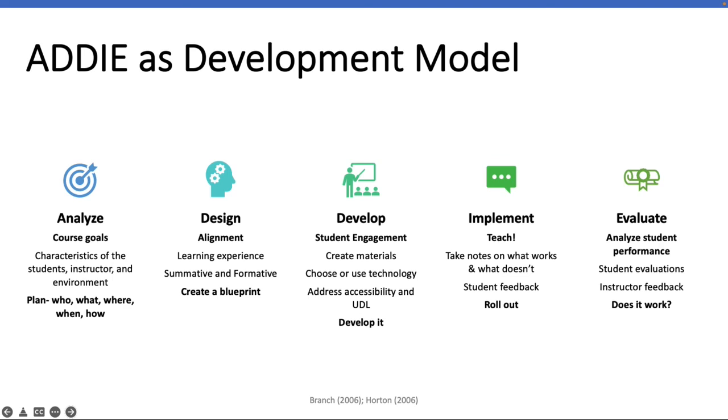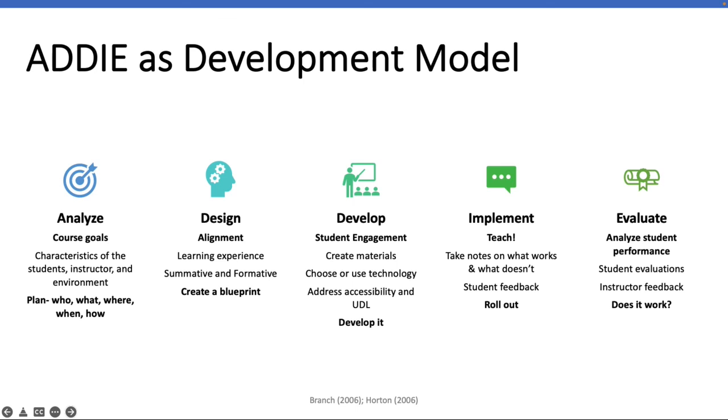Analyze means we need to consider the course goal, plan, who, what, where, when, and how. Design requires creating a blueprint or a technical description aligned with the goal. Develop the course to build the students' engagement through the course materials, technology, assessment, and accessibility. The implementation means that we roll out and teach, take notes, and gather the students' feedback. The evaluation phase is the more challenging one and is the analysis of the students' performance by the instructor feedback, surveys, and other data.